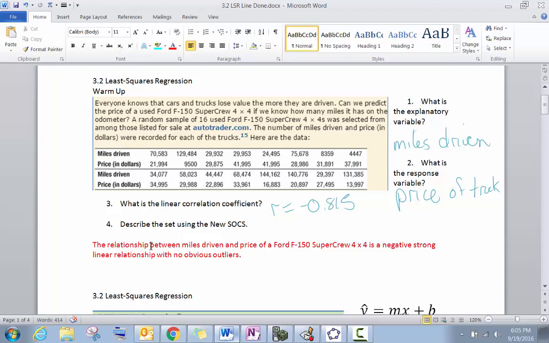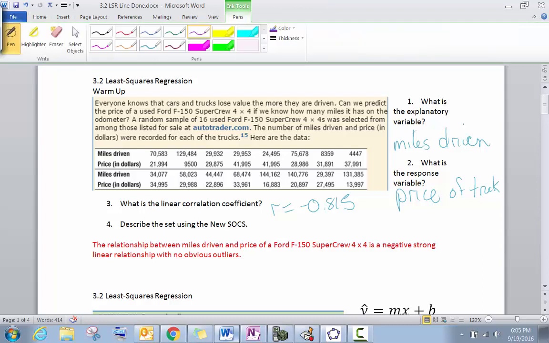Describe the set using SOCS. The relationship between miles driven and price of Ford F-150 Super Crew 4x4 is a negative, strong, linear relationship with no obvious outliers. So one of the things that we want to make sure that we have in here: shape is linear, outliers, and correlation, and that's our negative, strong. And that's what we need.